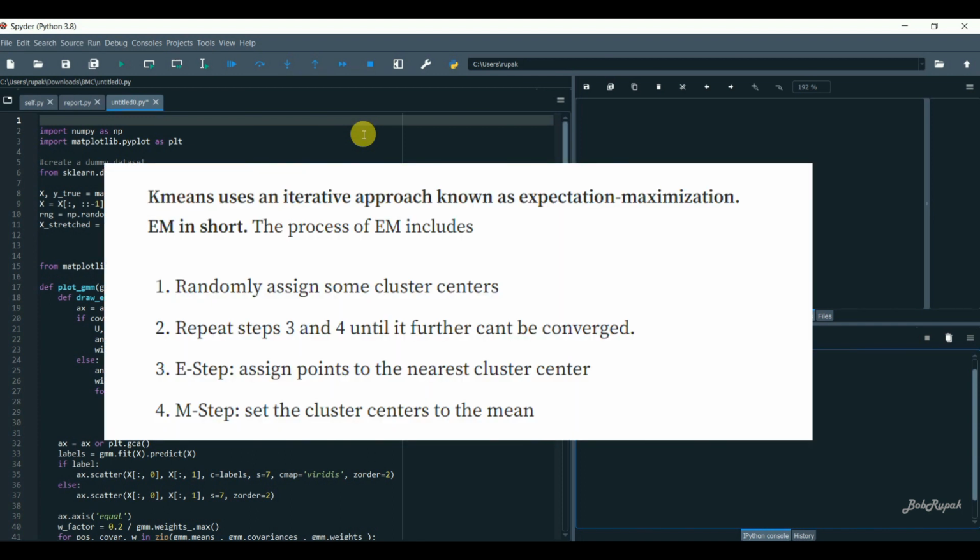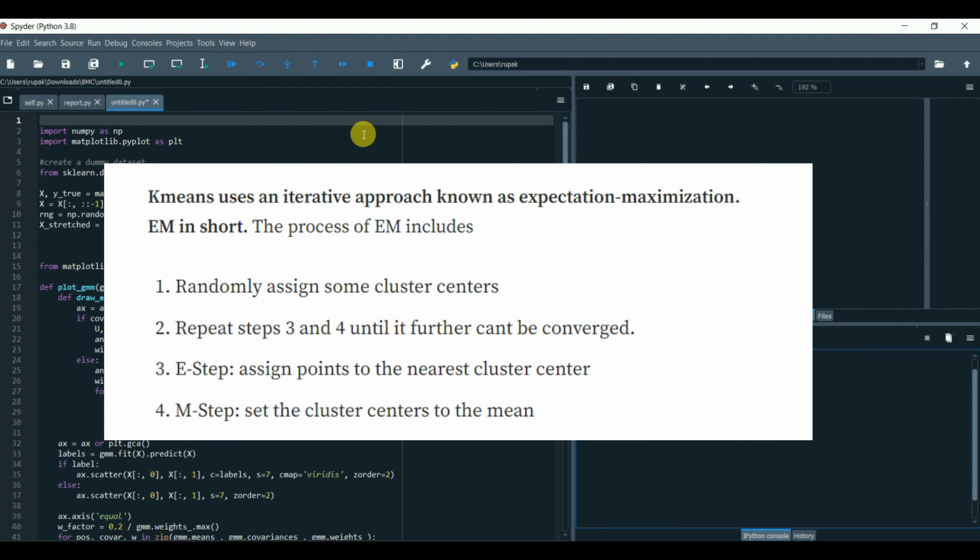K-means uses an iterative approach known as expectation maximization, EM in short. The process of EM includes randomly assigning some cluster centers, then repeating steps 3 and 4 until it can't be further converged. The E step assigns points to the nearest cluster center. The M step sets the cluster centers to the mean.